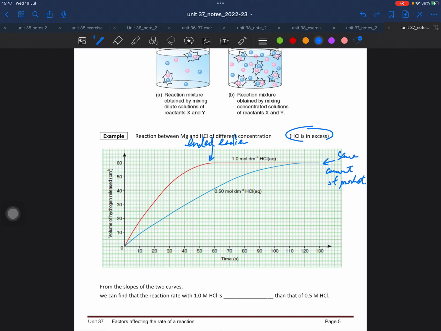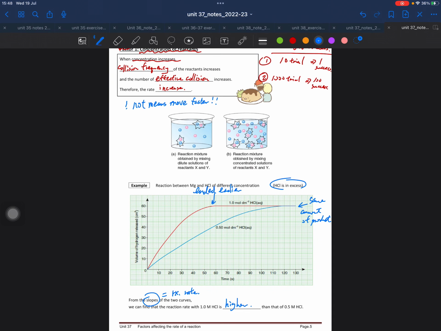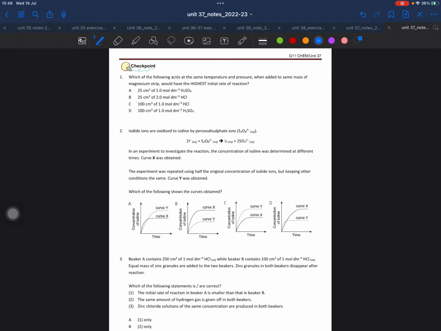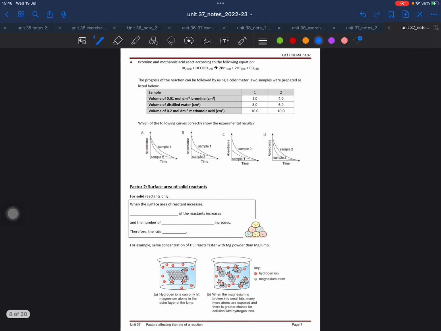So how can we know that the reaction ends earlier in the concentrated one? Yes, just measure the slope, right? The slope means reaction rate. Hope you still remember. So the reaction rate for 1 M HCl is higher. Well, this is easy to understand, right? But keep in mind, more concentrated doesn't mean move faster, okay? Again, please note it down. All these checkpoints are very, very important in your exam, because they always appear in your exam.